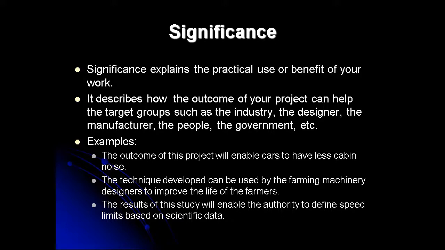And then the result of the study will enable the authority to define speed limits based on scientific data. Before this, how did they define speed limits? They say, since that country uses 110, we also use 110. But we need to study exactly why 110, not 115 or 120 or 90. Why this area is 70, why this area is 90, and so on. Who decides that and how do they decide? So my study's results can finally be used to define those speed limits.